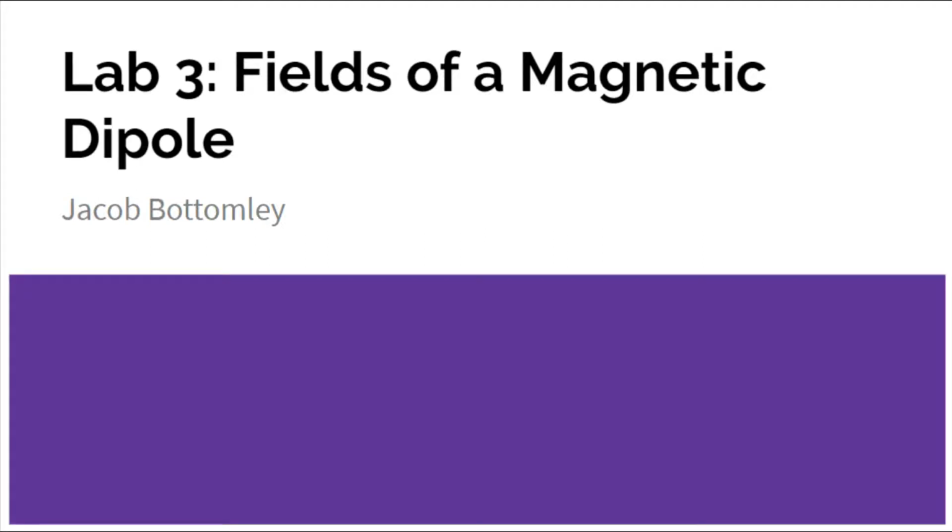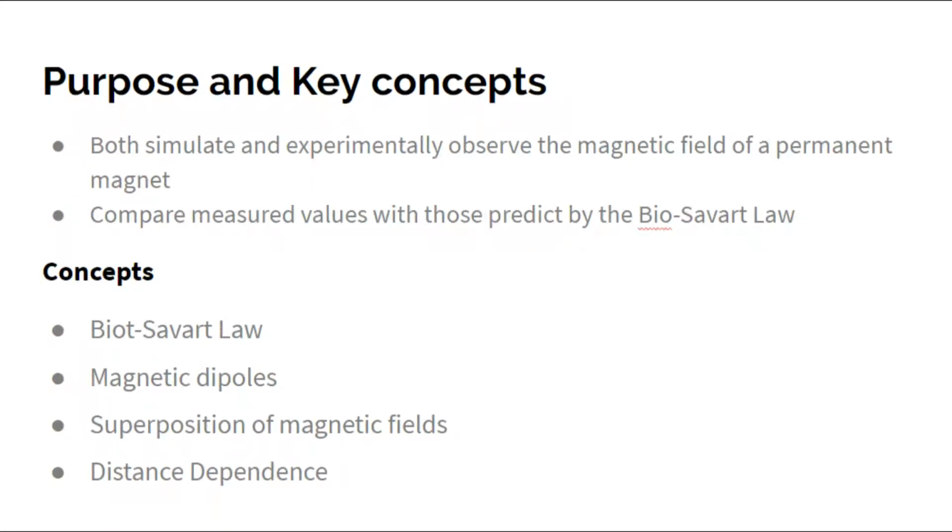My name is Jacob Bottomley, and this is Lab 3 for Physics 2212, Fields of a Magnetic Dipole. For this lab, we will experimentally observe the magnetic field of a permanent dipole magnet, and then compare those values to those predicted by a code using the Biot-Savart law for magnetic fields.